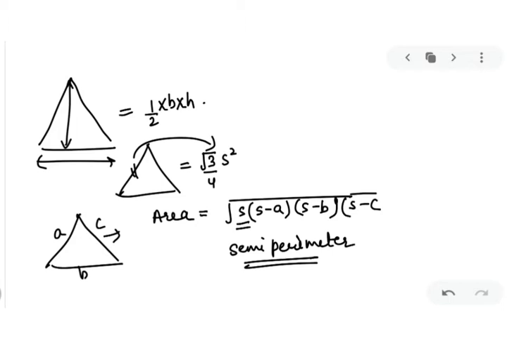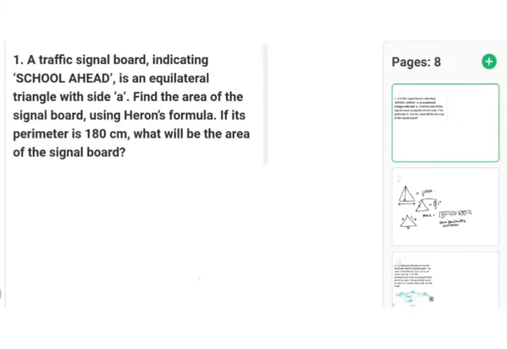Yes, perimeter is what? It is the addition of all the three sides of a triangle. What will be semi perimeter? Semi perimeter is its half. You have to divide that by half. Are you ready? Let's take one problem.